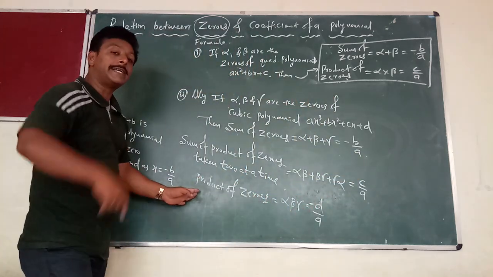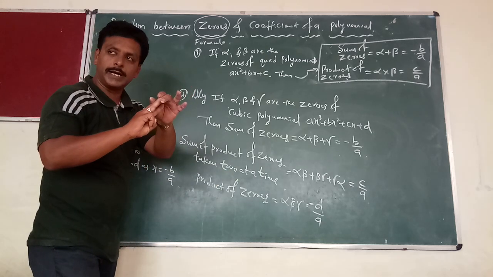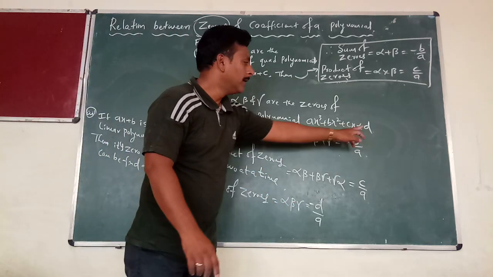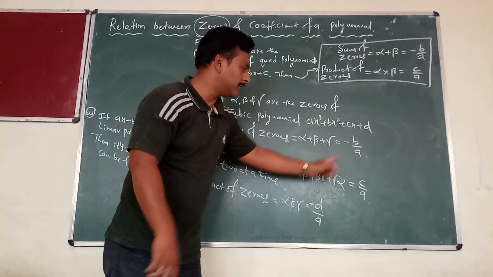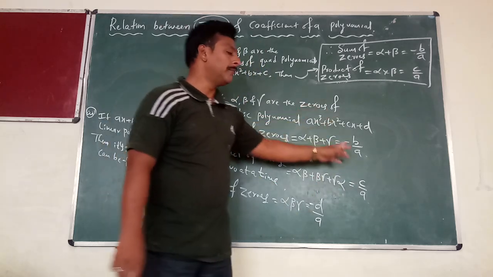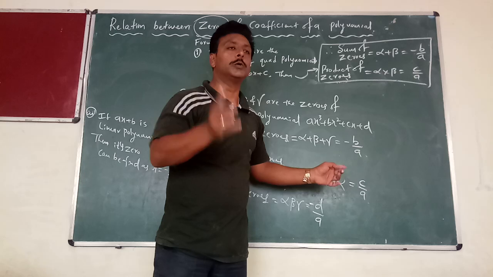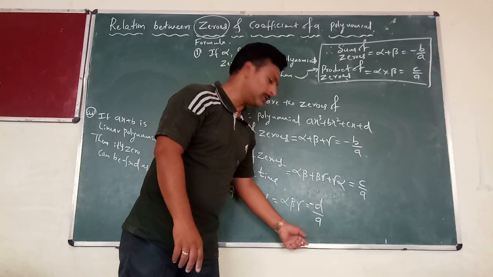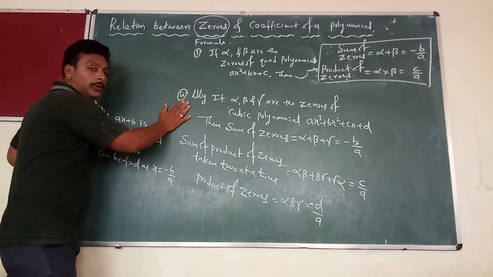Now you get directly the product of the zeros. There are 3 zeros, alpha, beta, gamma, and we multiply all three: alpha into beta into gamma can be found as d divided by a. Therefore, as I told you, one minus, one plus: minus, plus, and now minus d by a. So the sum is minus b by a, the sum of products taken 2 at a time is c by a, and the product of all 3 zeros is minus d by a. So this is applicable to cubic polynomials.